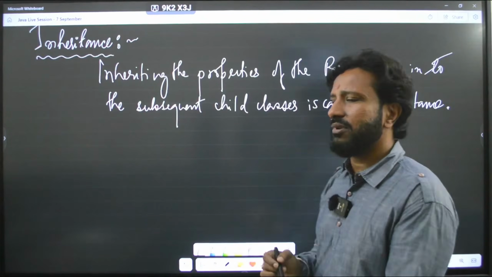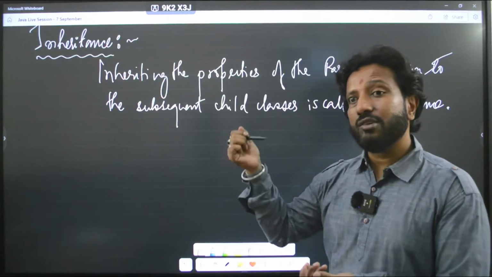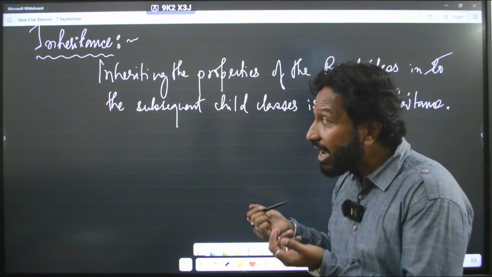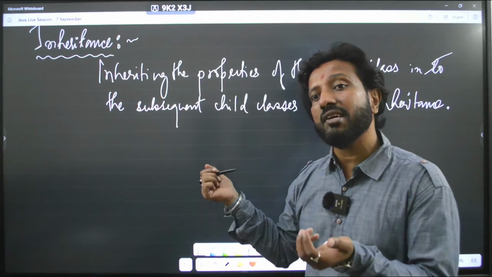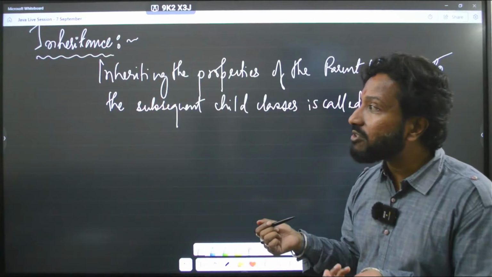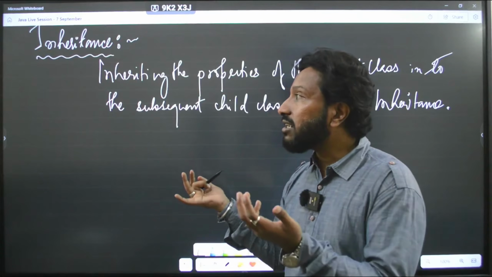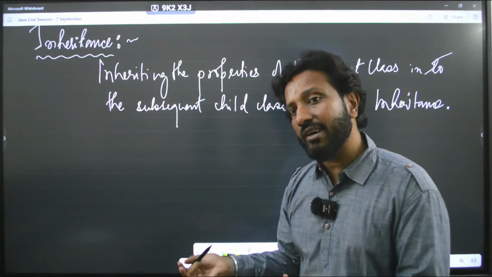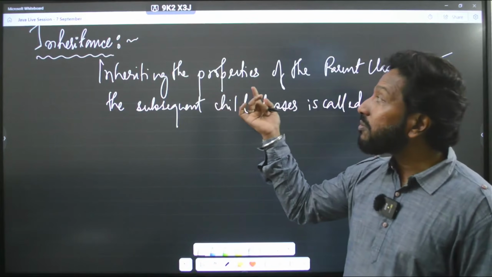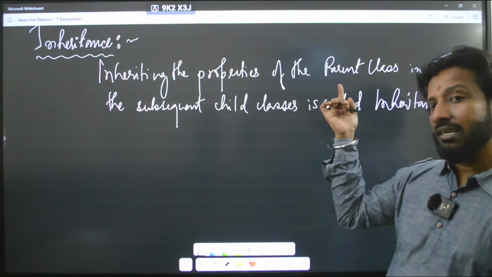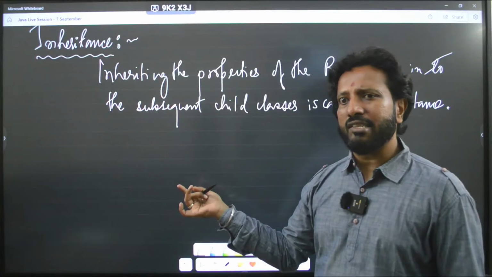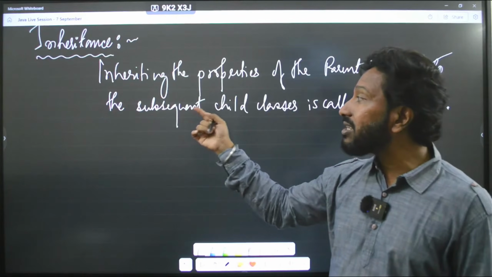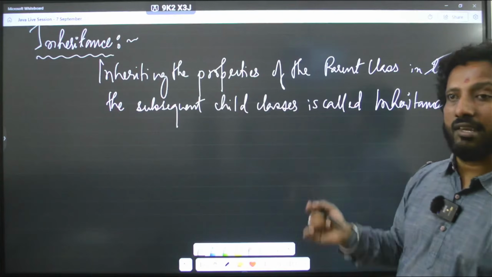For example, say my dad is very tall, even I am tall. So where did I get it from? I got the characteristics or the properties from my dad, right? Someone's parent is very fair, the kid is very fair, he or she got the property from the parent. So that is why it is called inheriting the properties of the parent class. In Java, obviously it's about classes, right? So inheriting the properties of the parent class into the subsequent child classes is called inheritance.